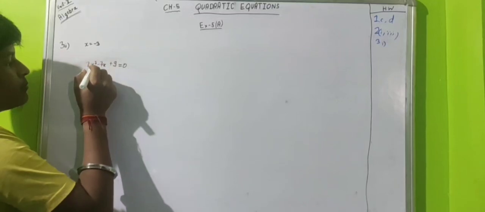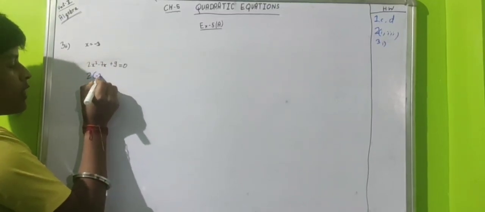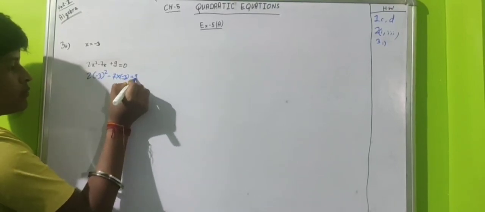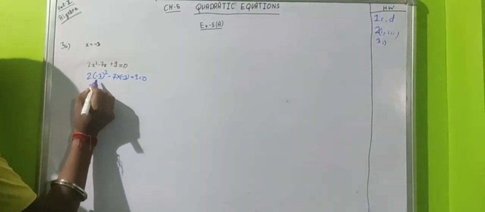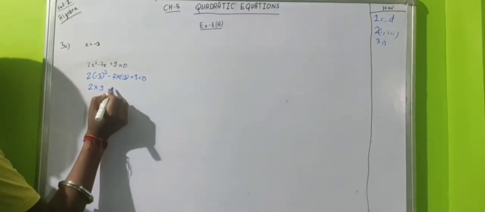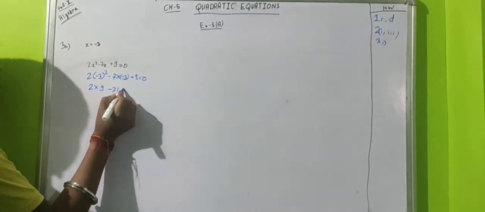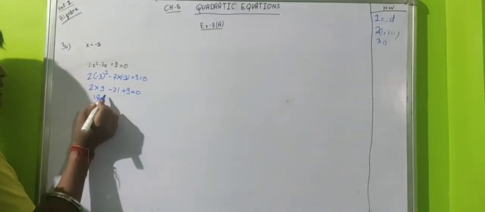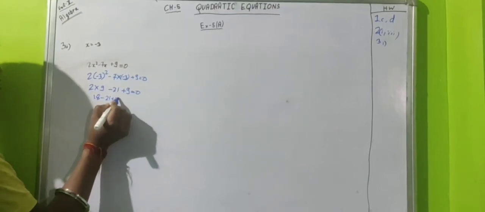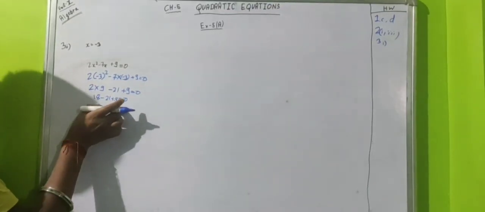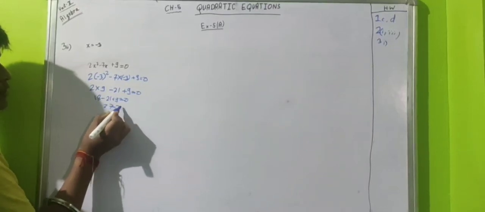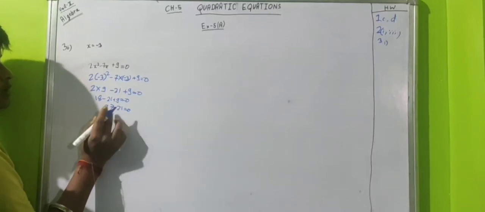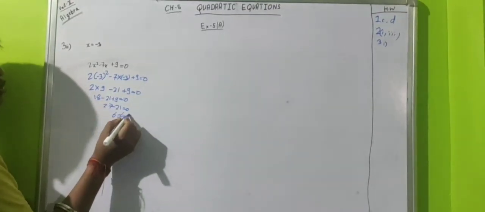Put minus 3 here. 2 into minus 3 square is 18. Minus 7 into minus 3 is plus 21, plus 9. In the positives, add first. 18 plus 21 plus 9. Here it comes as 6, which is not equal to 0.